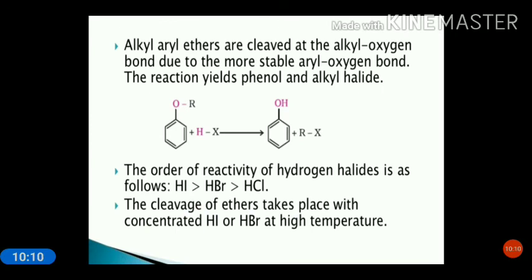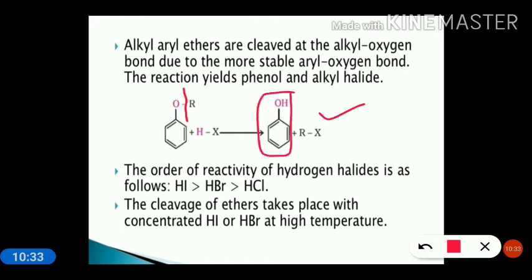Alkyl aryl ethers are cleaved at the alkyl-oxygen bond due to the more stable aryl-oxygen bond. So there is a cleavage of this bond, and when this bond cleaves, then phenoxide ion will be formed, which is stable due to resonance. So here you can see there is formation of phenol and alkyl halide. When HX is there, the order of reactivity will be HI greater than HBr and HCl. HI will be the most reactive, and I hope you know why HF is not here, why we are not using HF.